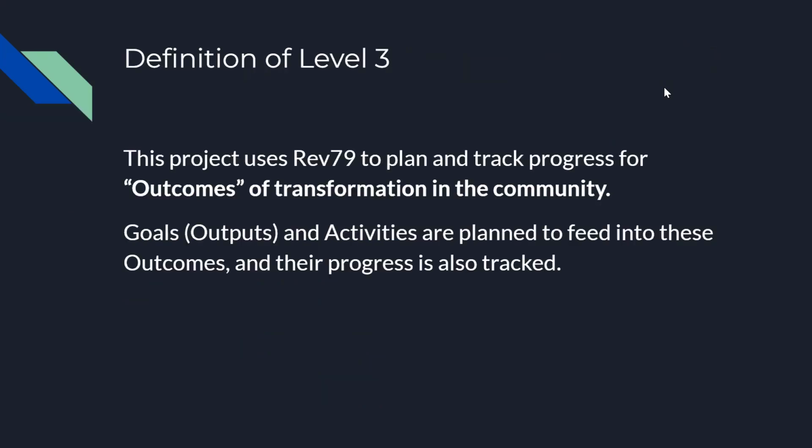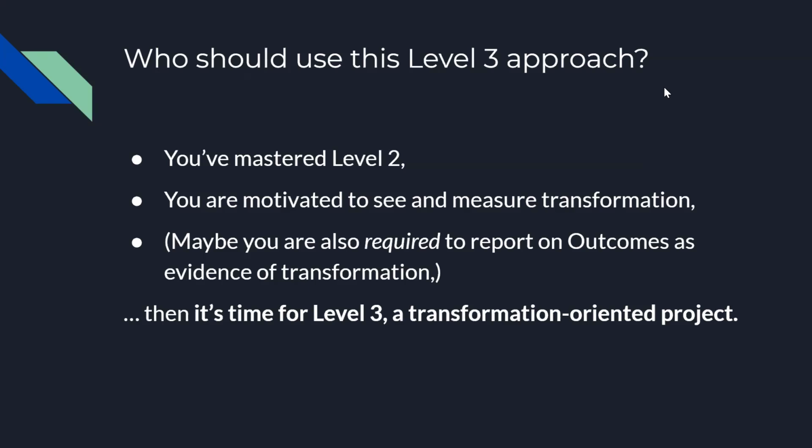In this Level 3 plan, the project uses Rev 7.9 to plan and track progress for outcomes of transformation in the community. Goals and activities are planned to feed into these outcomes, and their progress is also tracked.